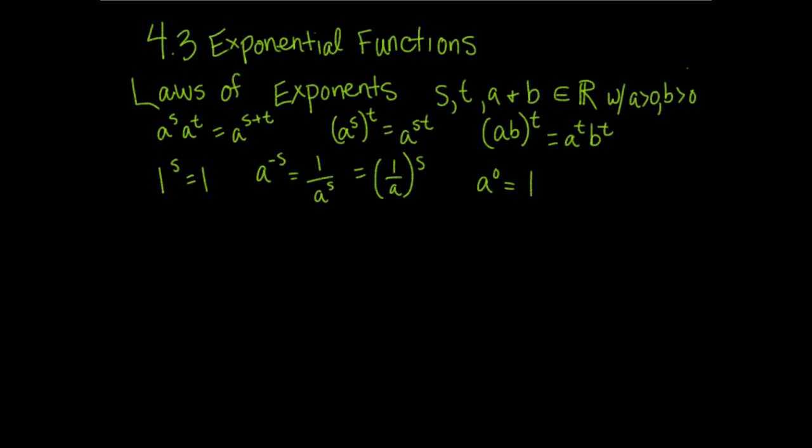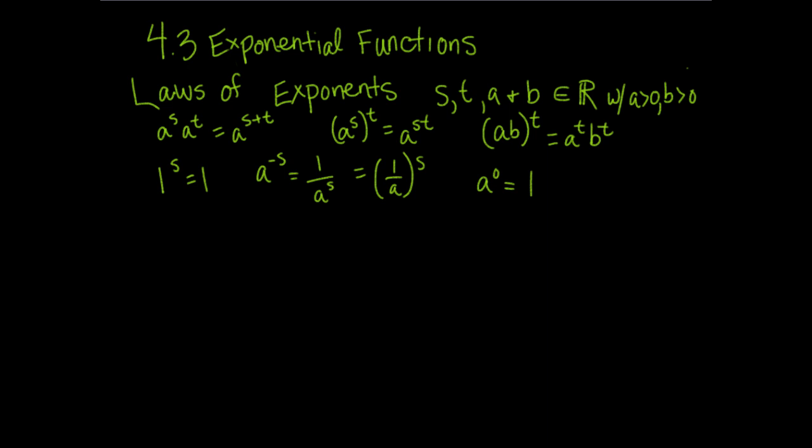We're first going to start by reviewing the laws of exponents. So you have elements s, t, a, and b. They're all elements of the real numbers. A and b are greater than 0. So the first rule that I want to talk about is the product rule.